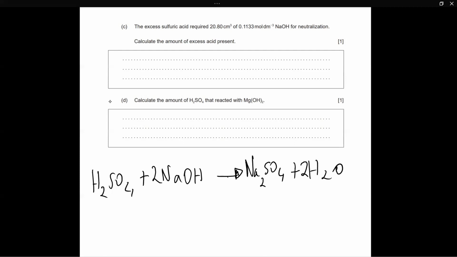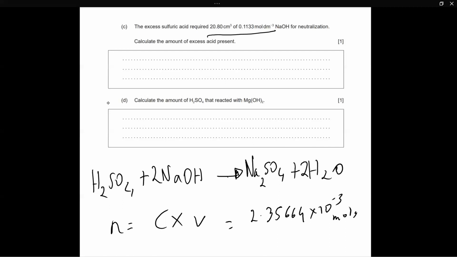So when we calculate the number of moles of NaOH, which, by the way, I've done in a calculator, it's the exact same formula. It's just C times V, like I showed you earlier. You get the answer as 2.35664 times 10 to the negative 3 moles of NaOH. This is the number of moles of NaOH.